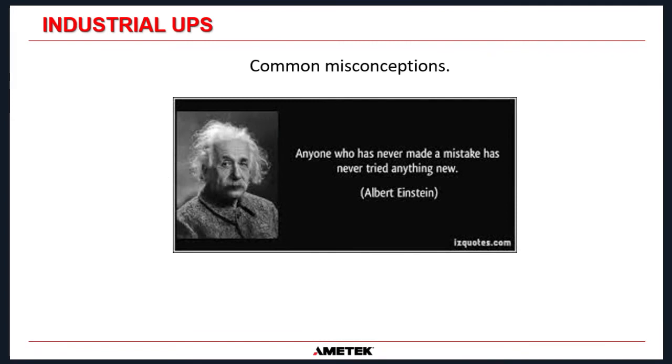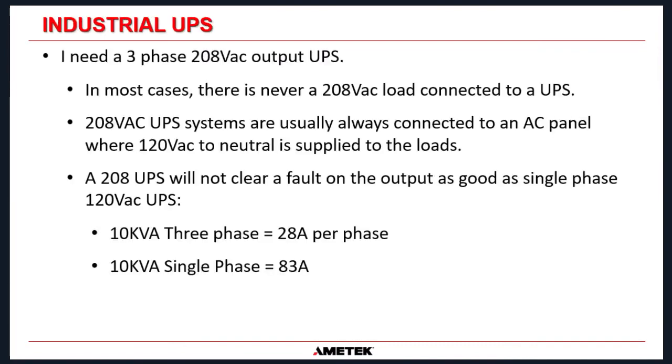Okay, so now we're going to move on to the common misconceptions that we hear about UPS systems. The first one is, I need a three-phase 208 volt output on my UPS. This is a very common misconception because in most cases, there is never a 208 volt load connected to the UPS system. It's usually that the 208 would go to an AC panel, the neutral is run to that panel, and all of the loads that come off that AC distribution panel are 120 volts line to neutral. It's very, very rare that there is a 208 volt load supplied by a UPS.